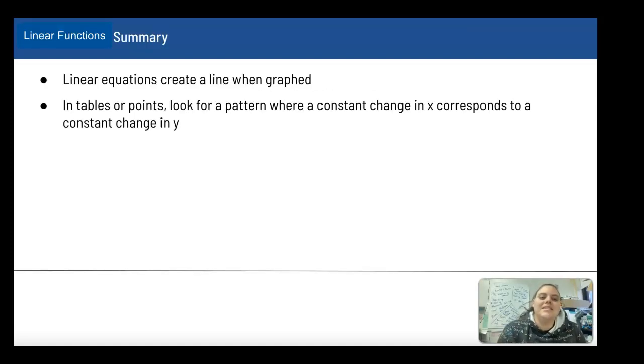And of course, the summary of our lesson. Linear equations create a line when they're graphed. When you're looking at tables or points, look for a pattern where a constant change in x is corresponding to a constant change in y. Also remember those 3 things from what a linear equation looks like.